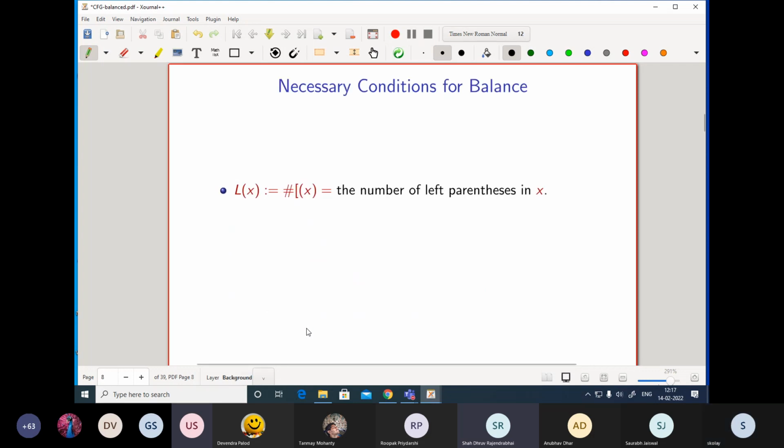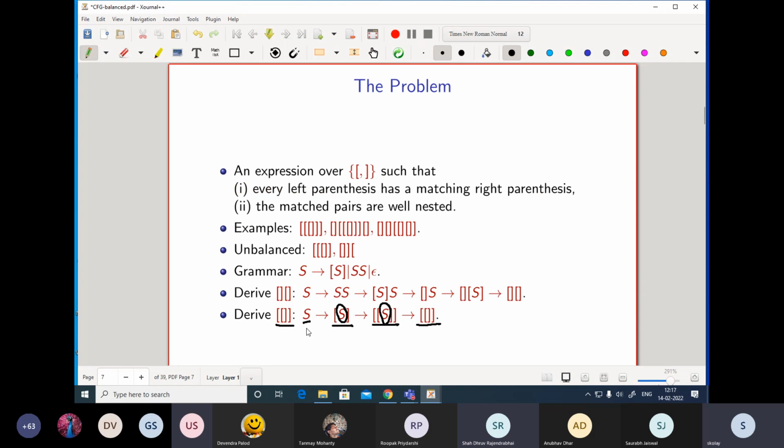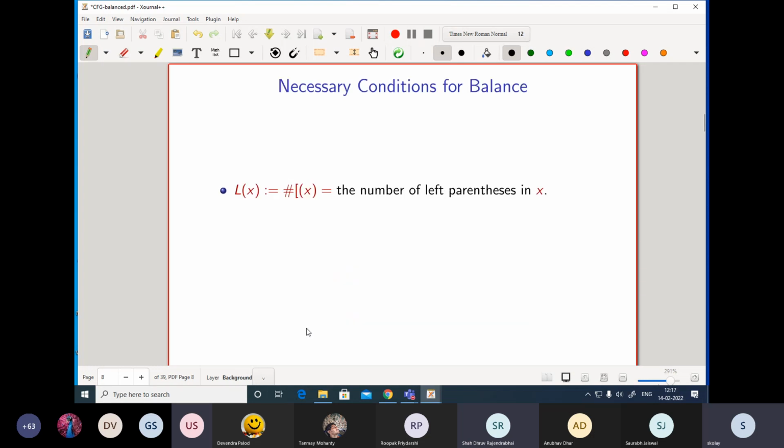Okay. So we have an inductive definition. Let's look at another way of defining the same set of expressions, the same set of strings over left bracket and right bracket. That will help us to prove that the grammar that we are suspecting is the grammar for this language. It will help us to prove that this is the correct grammar.